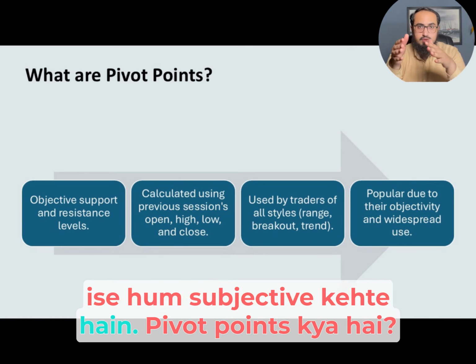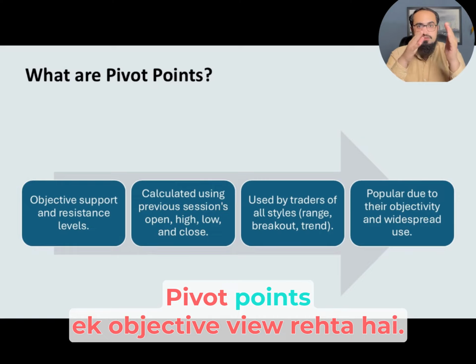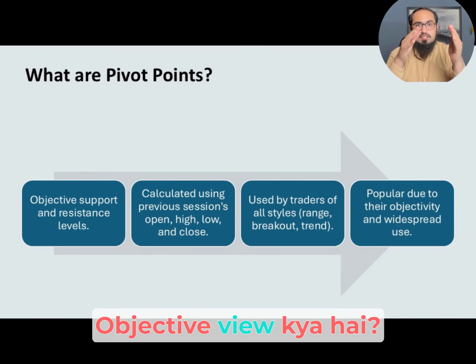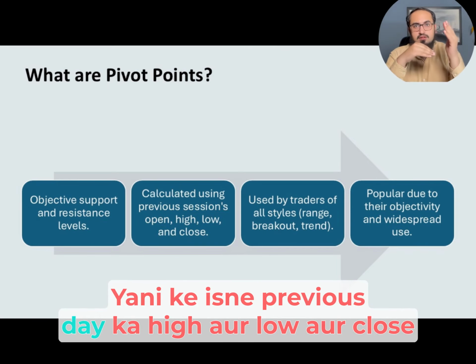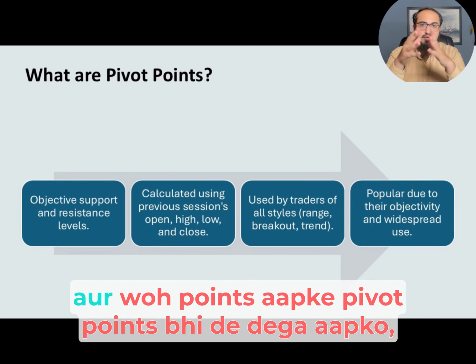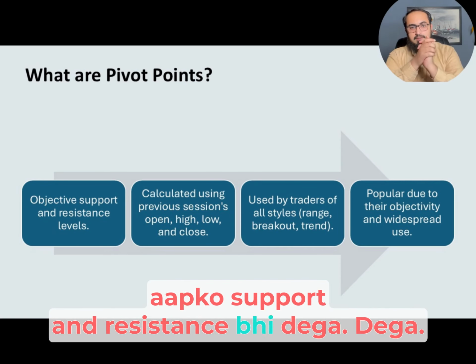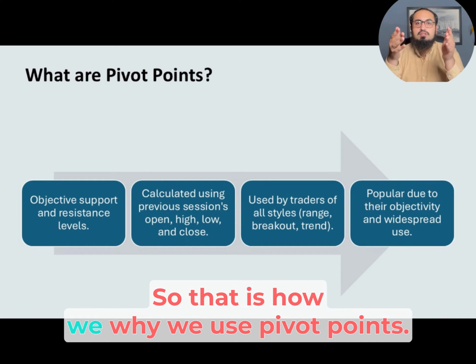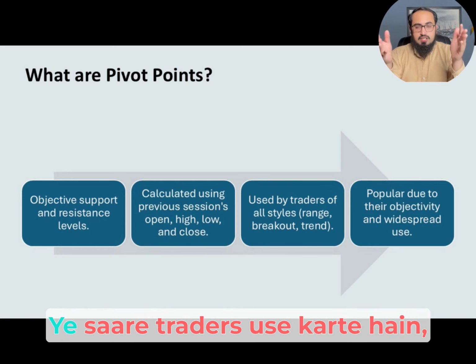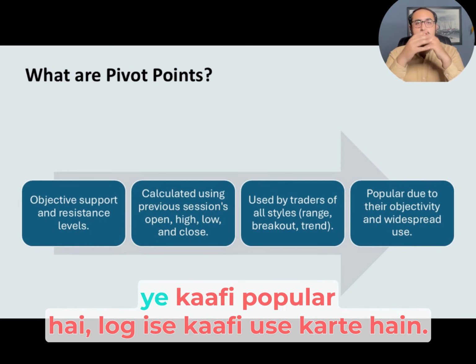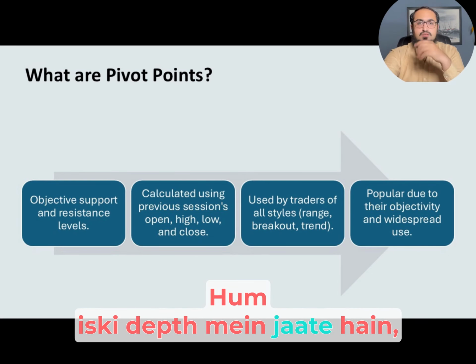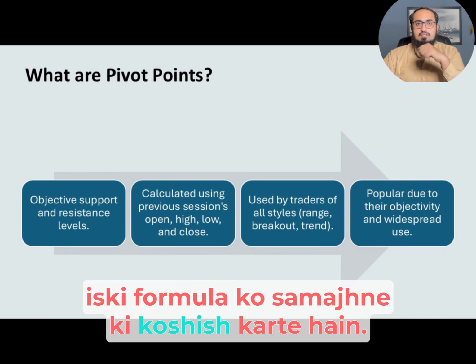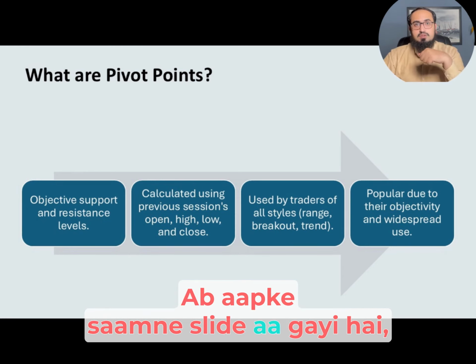This is our subjective pivot point. What is a pivot point? A pivot point is an objective view. What is an objective view? It means that it mathematically calculates points by taking the previous day's high and low, and those points will give you your pivot points. It will also give you support and resistance. That is how we use pivot points, and all traders use them, and it is quite popular. People use it a lot. So we go into its depth, and try to understand its formula in depth.